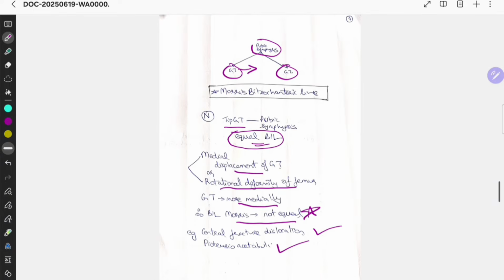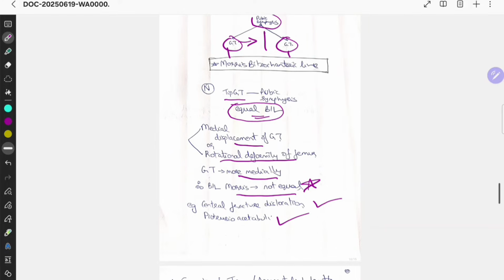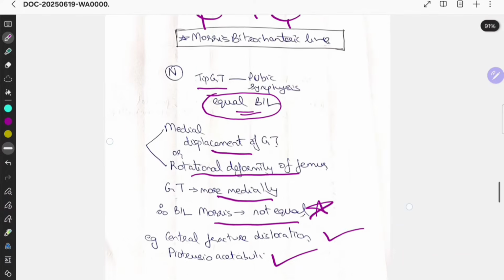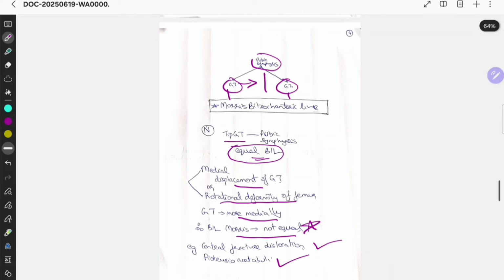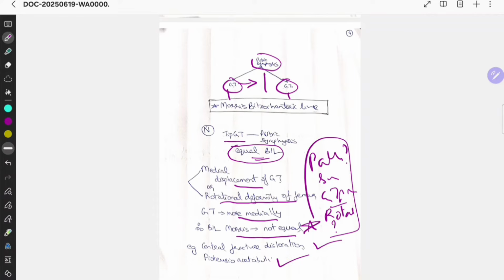And Morris bitrochanteric line, from pubic symphysis to greater trochanter bilaterally, ideally should be equal. Whenever there is rotational deformity or medial displacement of GT, it is unequal. Okay, so that was the whole concept of all the interesting lines which help you to clinch what is the pathology, whether there is supratrochanteric shortening, whether the GT is proximally migrated, or there is some rotational deformity of the femur. All these conditions we can diagnose, we can understand with the help of the measurements of these lines.